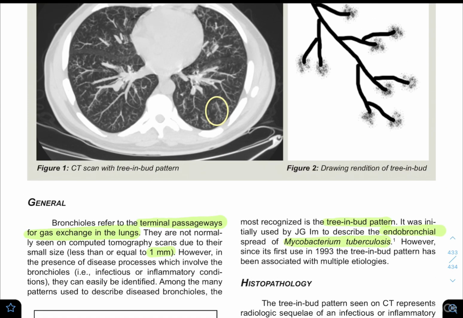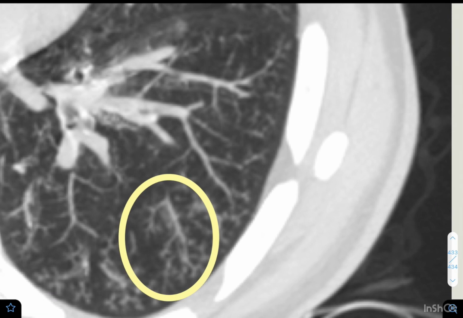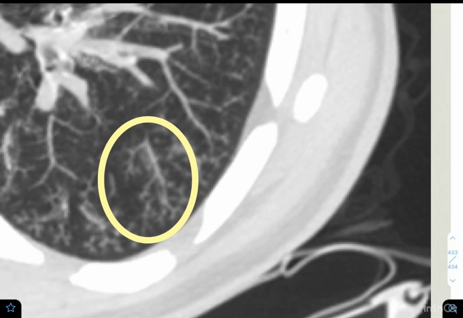They are telling that it is used to show these bronchioles, which are about 1 mm in size, but are filled with mucus, or their wall is thick because of an inflammatory process or infection. They are filled with secretions or mucus. Because of that, they become visible on CT scan. So these all are tree in bud appearance. Very important. Here we can see.